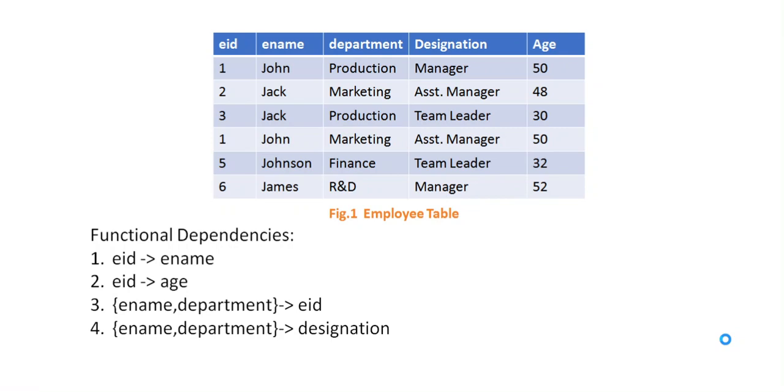Now we have another functional dependency, that is employee name and department. This is a combination, a candidate key, which is determining employee ID.